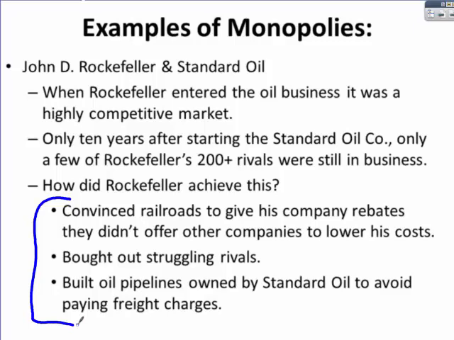Lastly, after buying out most of his rivals, he builds oil pipelines to cut out the railroads who had originally allowed him the cheaper prices on his oil by shipping them cheaply. So he cuts out the very people who helped him get established. He builds oil pipelines owned by Standard Oil and pays no freight charges as a result. Rockefeller was an extremely ruthless businessman, but did gain a monopoly control over the oil industry.